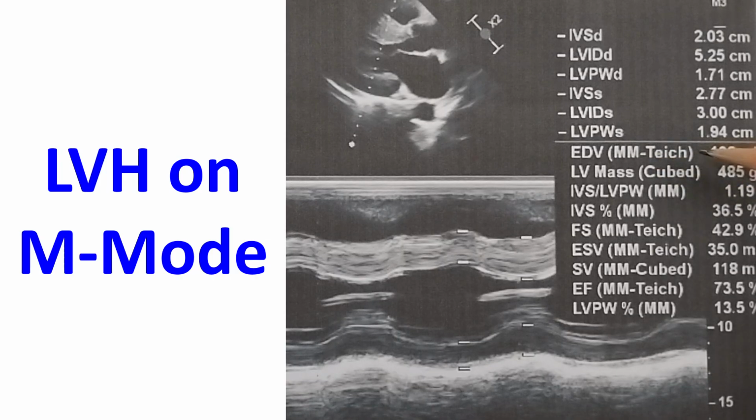Then end diastolic volume. These are direct measurements which you take using the cursor. These are measured from these values by the computer and the echocardiograph. Left ventricular mass ratio, that is IVS to posterior wall, 1.19. That's not very much elevated. Fractional shortening of the left ventricle, and systolic volume, stroke volume, and ejection fraction.